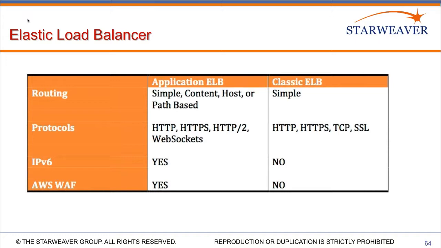It supports HTTP, HTTPS, and the new HTTP version 2 and WebSockets. Okay. It does allow you to use IPv6 addresses, and it does support the AWS service known as WAF, which stands for Web Application Firewall. This means you could do application filtering on the ELB. So for example, you could filter out SQL injection attacks, cross-site scripting attacks, and things like that. Again, this is not available on the classic ELB, but is available on the application ELB.